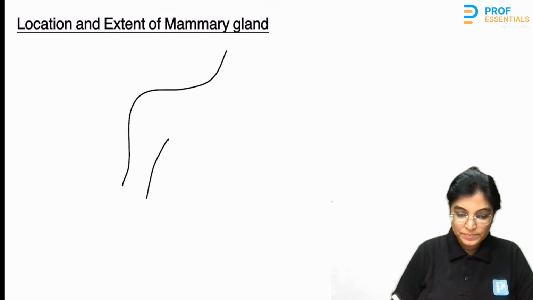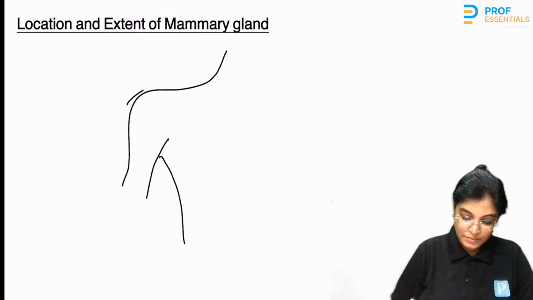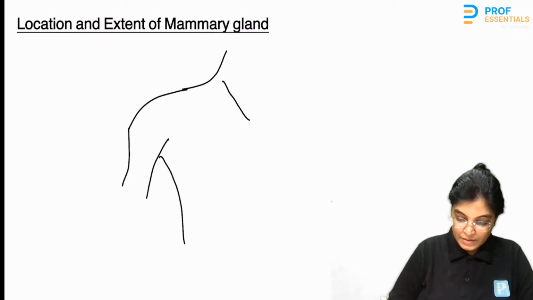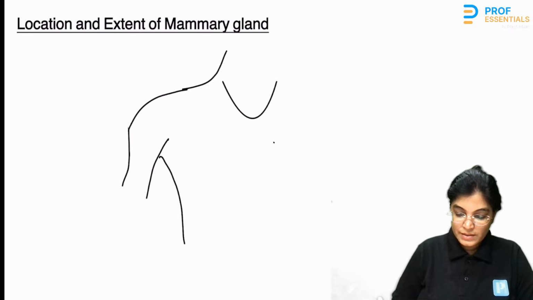This is the upper limb. Then here I want to draw the manubrium sterni.